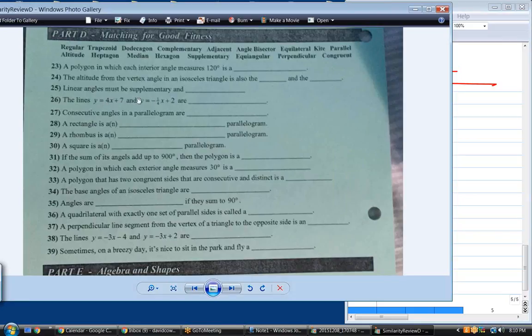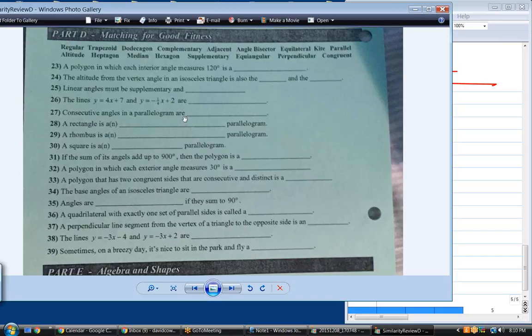This line and this line are parallel. No, they don't have the same slope. Oh, my bad. I thought you were talking about the lines on the paper. Oh, that's funny. Yeah, they are all parallel. Perpendicular? Yeah, because this slope is the negative reciprocal of that slope.